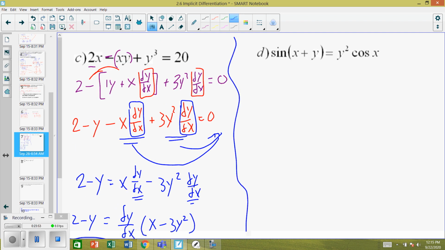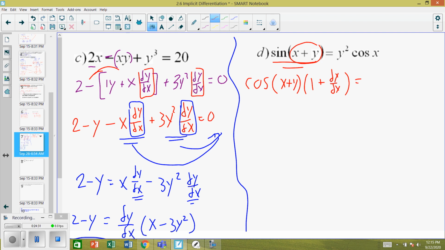So I have sine of x plus y equals y squared cosine of x. Let's take the derivative of each. On the left-hand side, we have sine on the outside and a quantity of x plus y on the inside. The derivative of sine is cosine. I'm going to leave the inside untouched, and then multiply by the derivative of the inside. The derivative of the inside is 1 for x and 1 for y, but with a dy over dx attached to it.